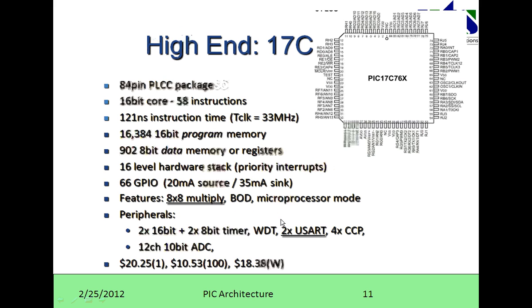Now we see the next family, PIC17C family, that is 17 version family. It is an 84-pin package, and it's coming with 58 instructions, and this is the clock frequency, and each instruction executes in these nanoseconds, 121 nanoseconds. This is the program memory, data memory, and out of 84 pins, 66 GPIO pins are there. And when coming to the 16 family, the 17 family is having these many additional peripherals, like Brown-out detector, microprocessor mode, that is operating mode, and 8 into 8 multiplier.